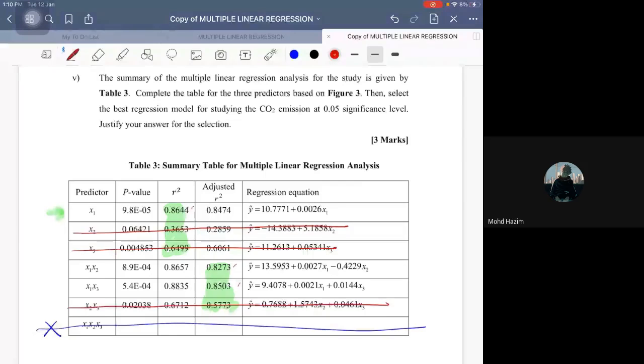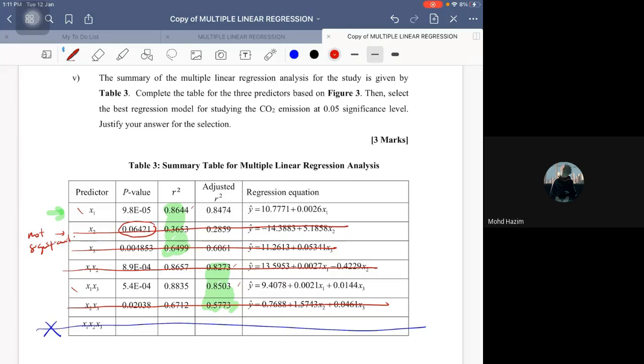However, if I have a look closely, I cannot pick a model with x2. The reason is that for x2 over here, the p-value is 0.06, which is kind of big. So it means that this variable is not significant. Remember, only a small p-value means that it's significant. Therefore, we cannot pick any model with x2. So I'm going to rule out this one as well, and therefore we end up with x1 and also x1, x3.